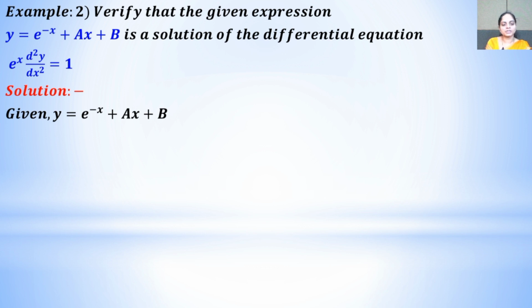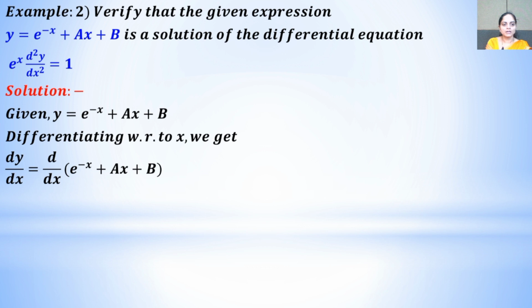In this expression there are two arbitrary constants. So, we differentiate this equation twice. On differentiating with respect to x, we get dy by dx is equal to d by dx of e raised to minus x plus ax plus b.